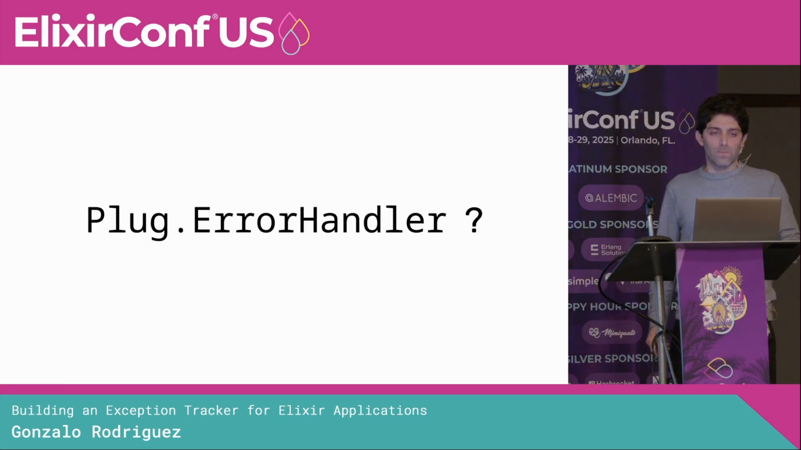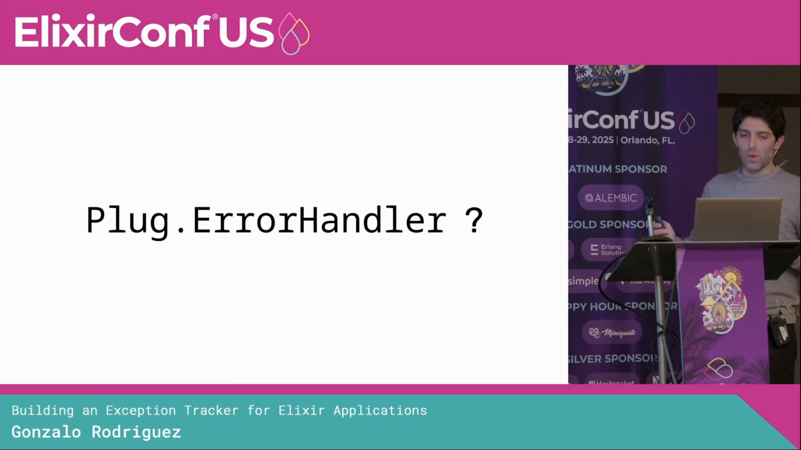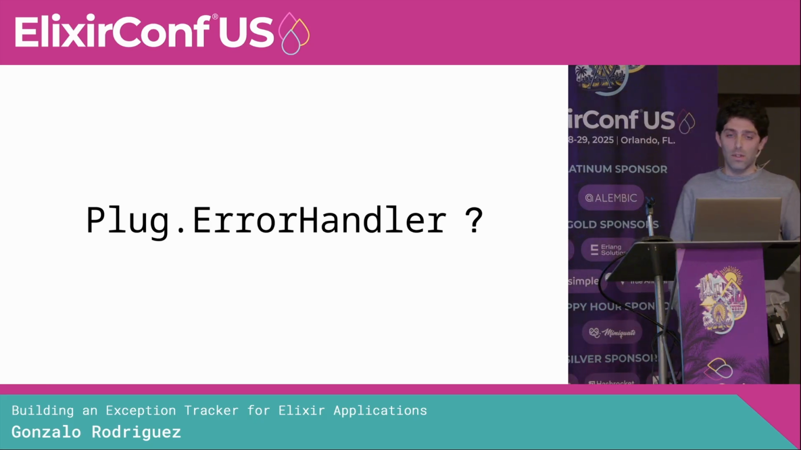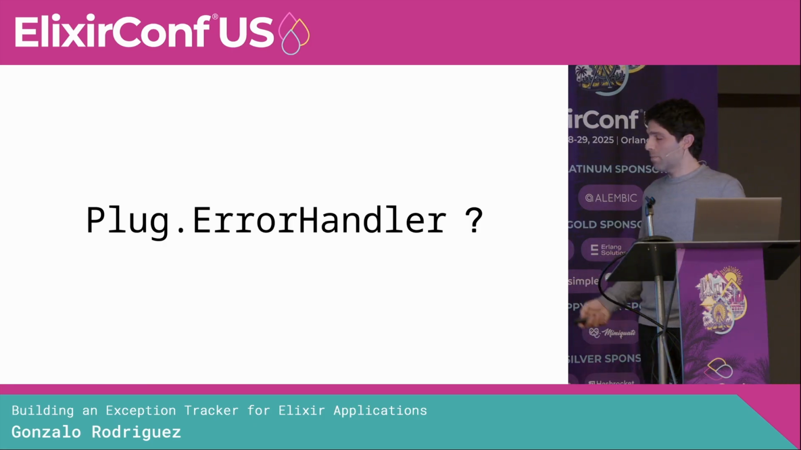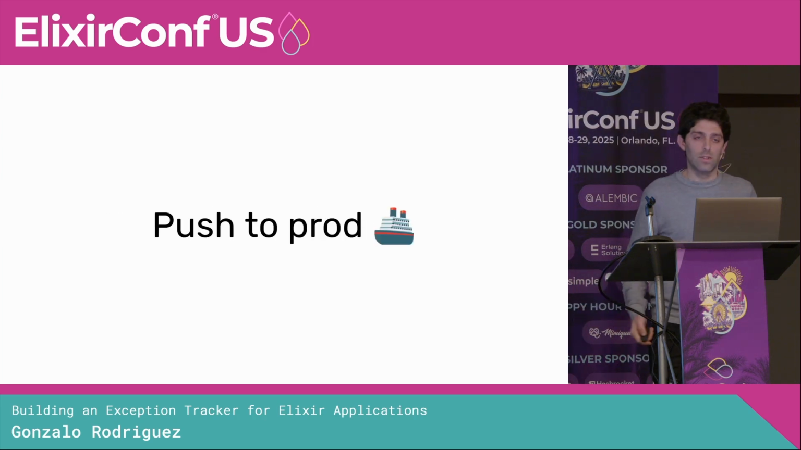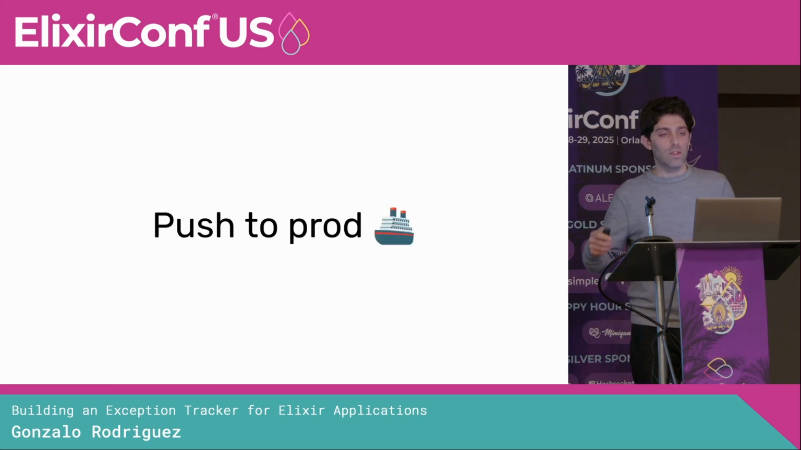So back to listening: do we still need to use Plug's error handler if we have the logger handler? As far as we could tell, web request exceptions would land in the logger as log messages when using either Cowboy or Bandit as Plug adapters. So technically, we didn't. So we pushed to production and ran it.